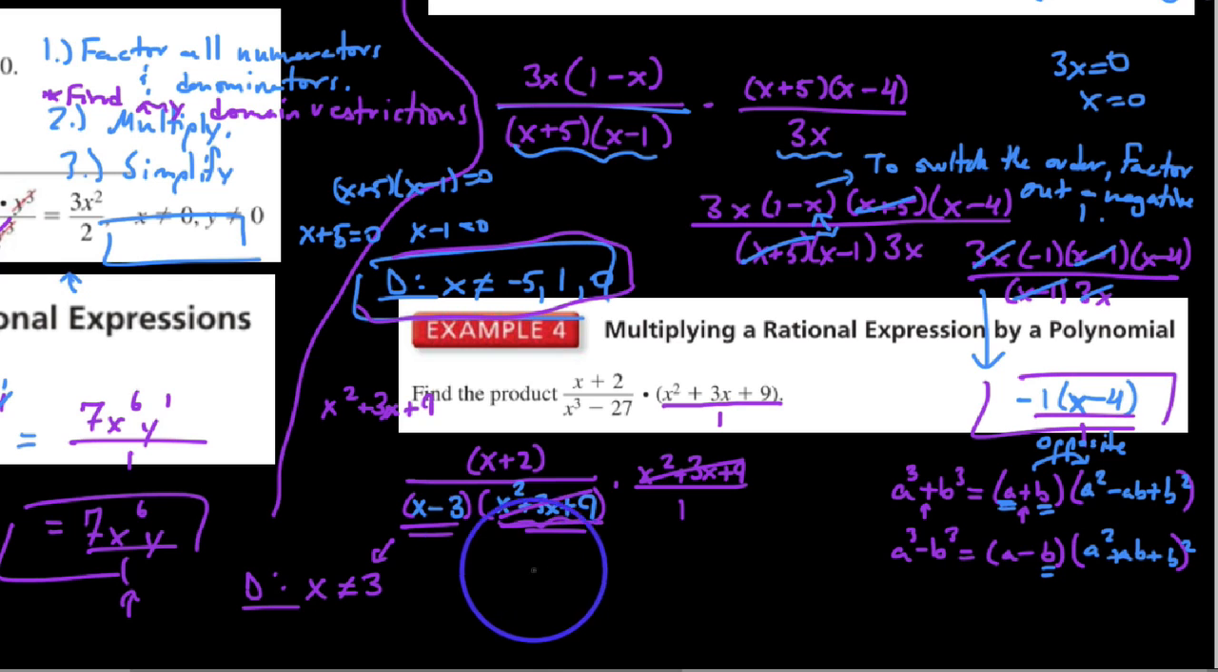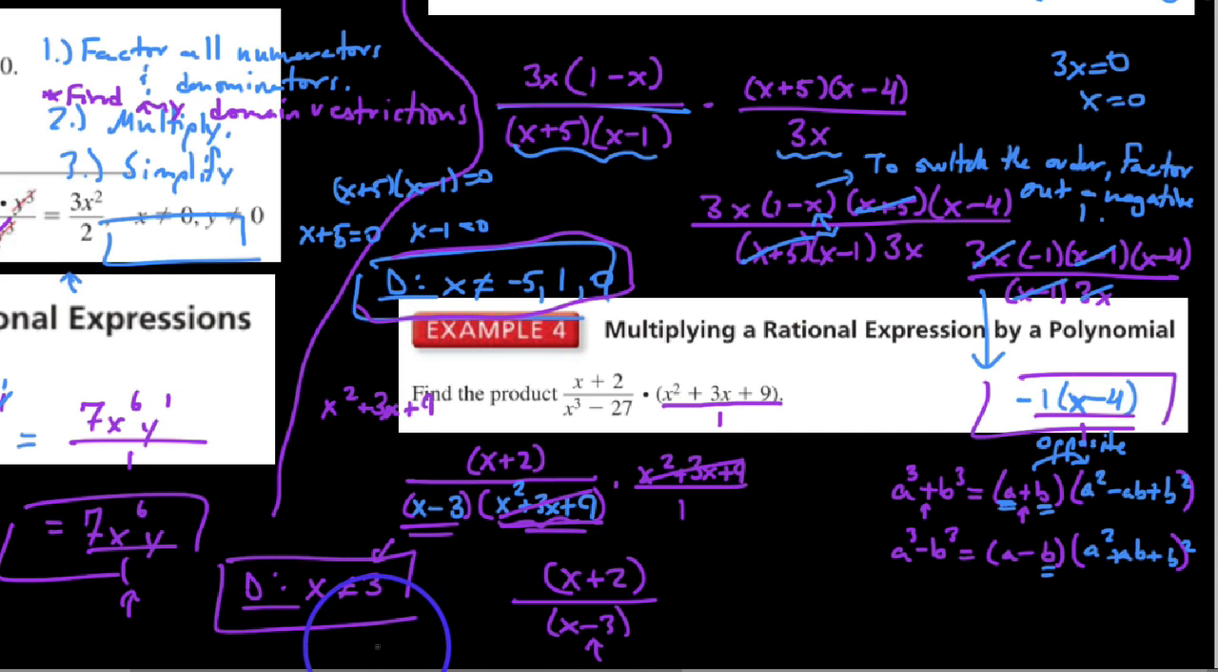So our simplified form of this, we would say, is x plus 3, okay, was the only thing left on top, over x minus 3. And our restriction here is also x cannot be equal to positive 3, which we've already listed.